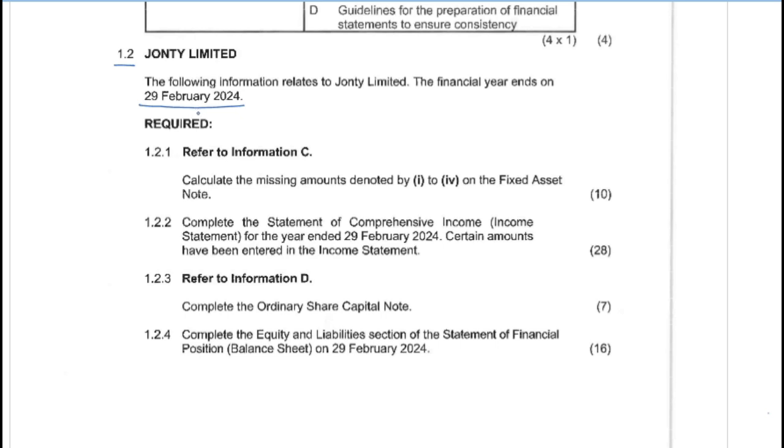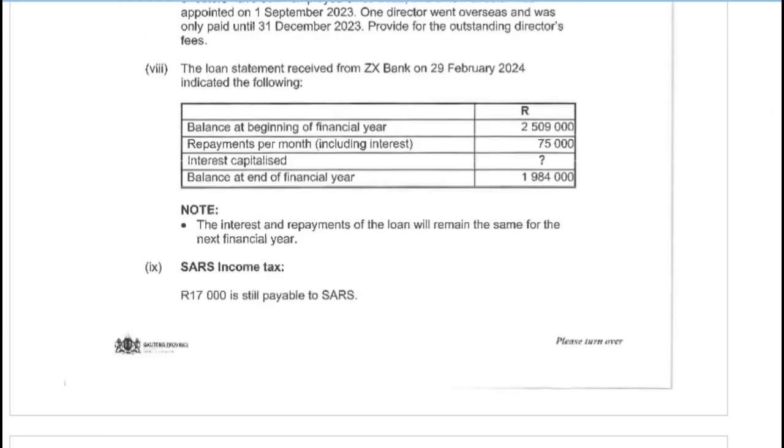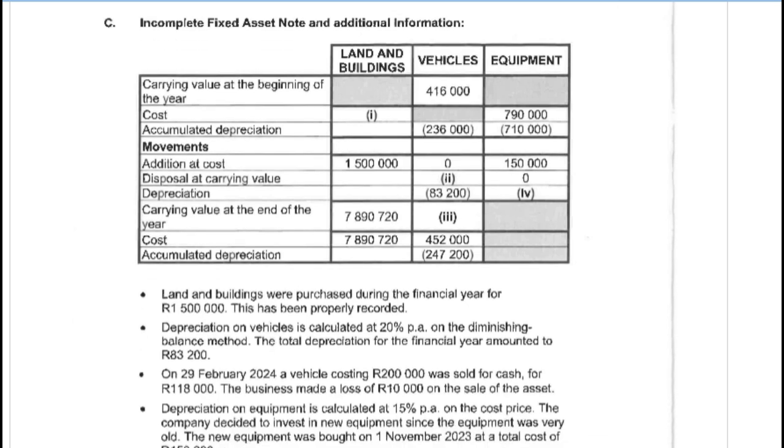Under the required 1.2.1, it states that we must refer to information C. For 10 marks, we are required to calculate the missing amounts denoted by 1 to 4 on the fixed asset note. So let's have a look at information C. In information C, we are given the fixed asset note and some additional information.